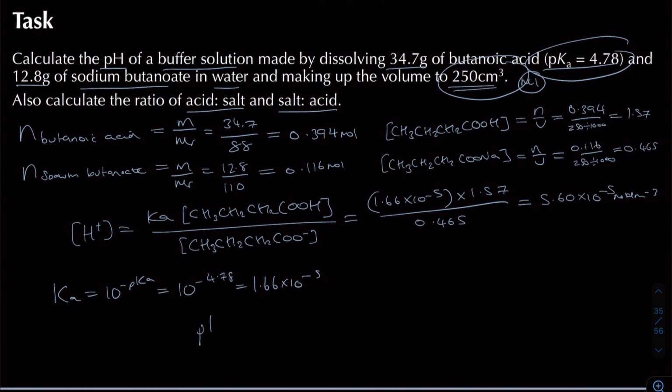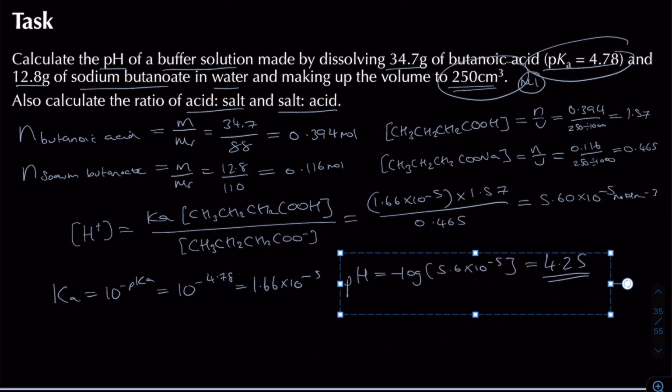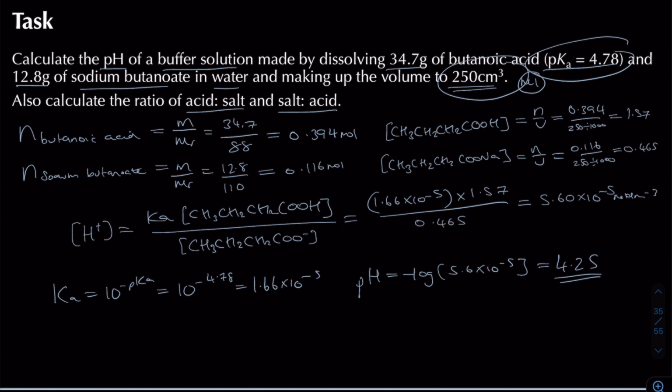So again, I need to find a value for pH, which is going to be minus the log of that, and so that's going to be the minus log of 5.6 times 10 to the power of minus 5. I put that in my calculator, and I end up with the value of 4.25 as my pH itself. So now this question doesn't actually finish over here, right? Because the next thing that I need to do is find a value for the ratio of acid to salt and salt to acid.